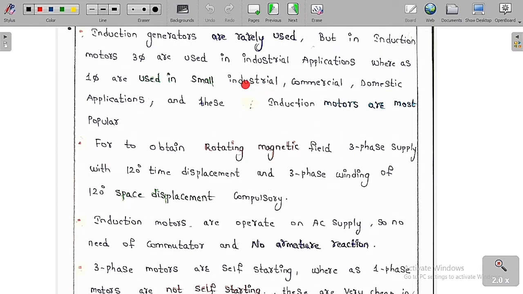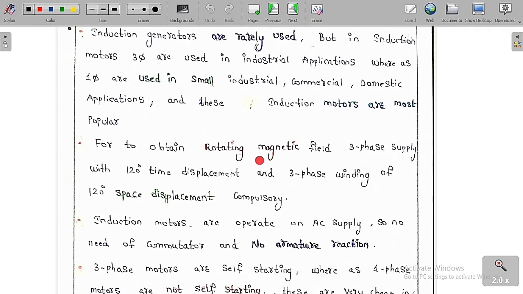In induction motors, 3-phase are used in industrial applications, whereas single phase are used in small industrial, commercial and domestic applications. And these induction motors are mostly popular. I have already told you the induction motors are most popular when compared to synchronous motors. Therefore, these are mostly used in all the industrial applications. Synchronous generators are more popular, and induction motors are very popular.